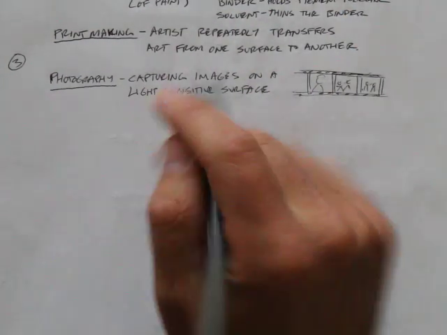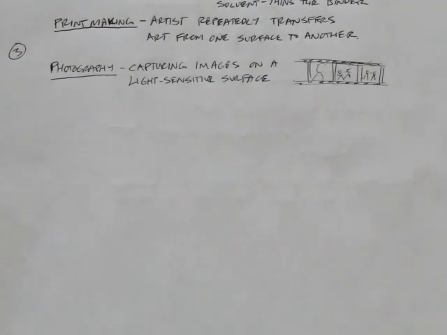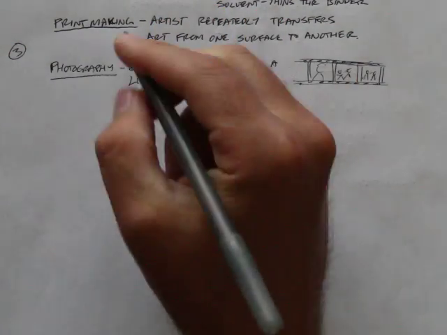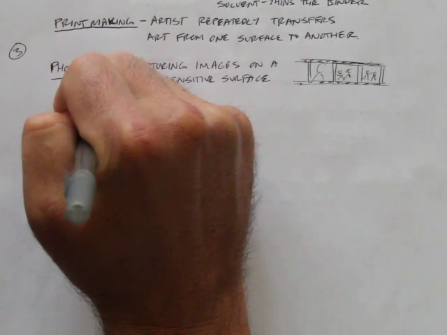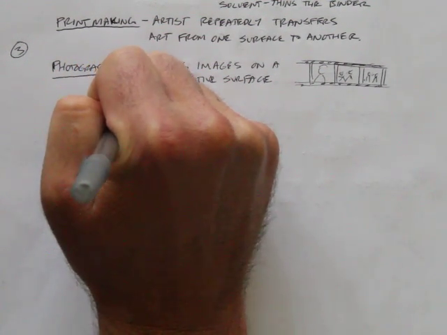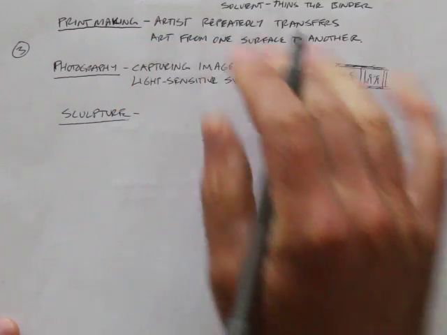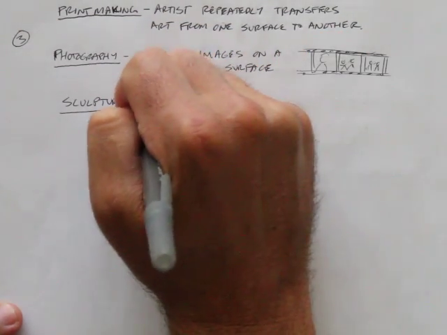All right, sculpture is the last media and process of art that we're going to look at, but we're going to look at it in depth. So, sculpture. This is art that takes up space.